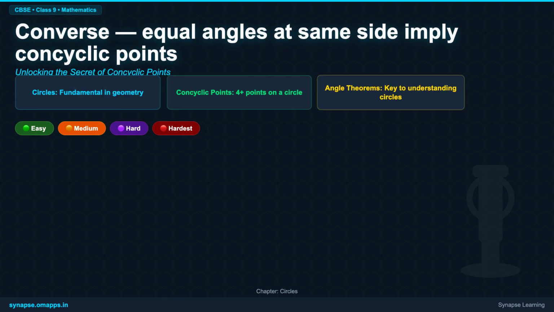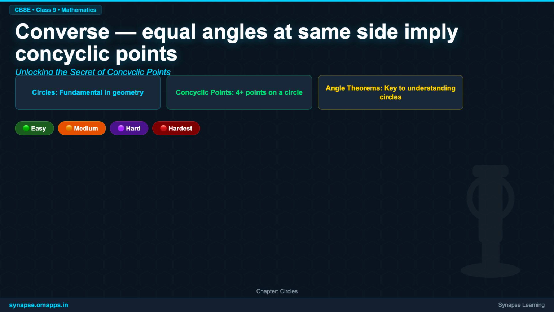Hello, future mathematicians. Welcome to an exciting journey into the world of circles for CBSE Class 9 Mathematics. Today, we are diving deep into a fascinating concept, the converse theorem about equal angles and concyclic points. Have you ever wondered how we can prove if multiple points lie on the same circle without actually drawing it? That's what this theorem helps us do.